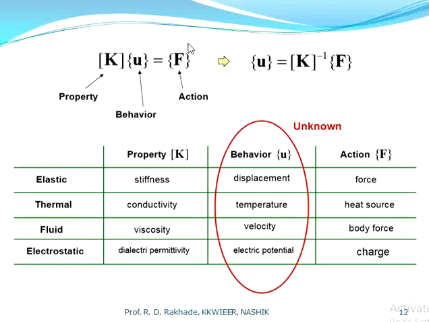So this is the basic equation used for FEM, KU equal to F. According to analysis, K represents property, U represents behavior, and F represents action. For elasticity analysis or thermal, then fluid and electricity, K represents stiffness, conductivity, viscosity, then permittivity. U represents displacement, temperature, velocity, or maybe electric potential. F represents force, heat source, body force or charge.